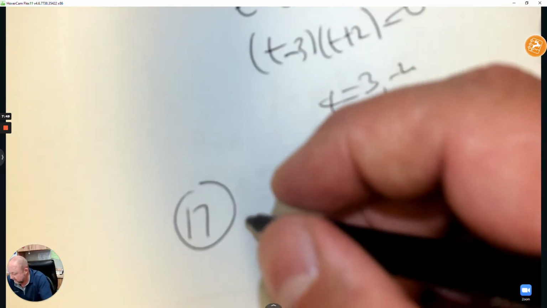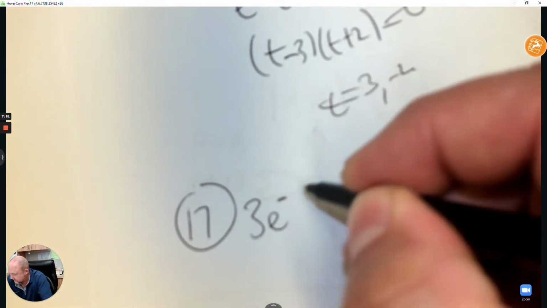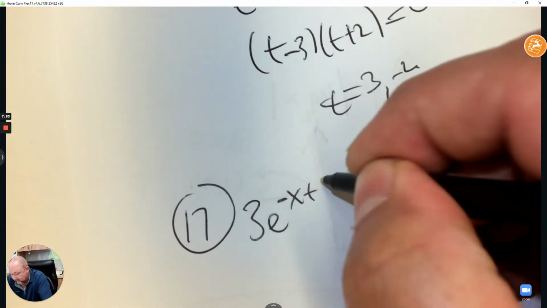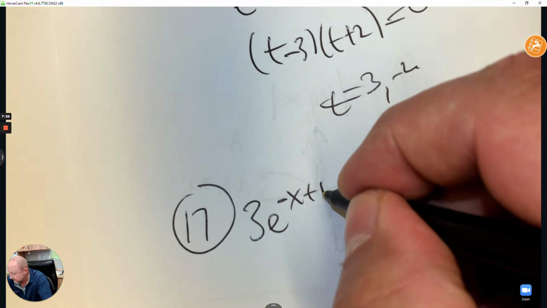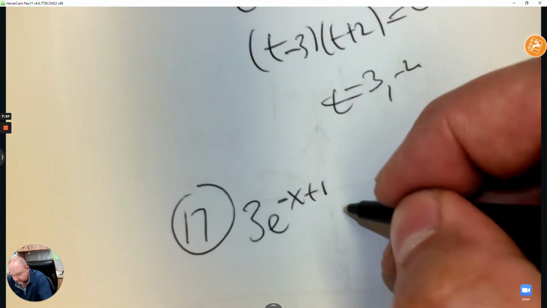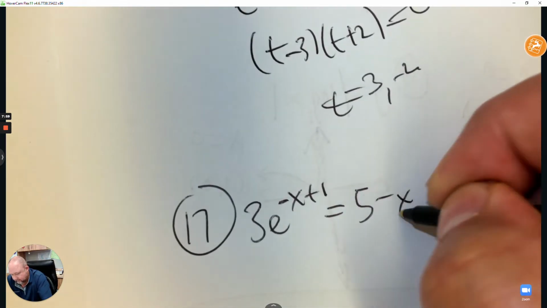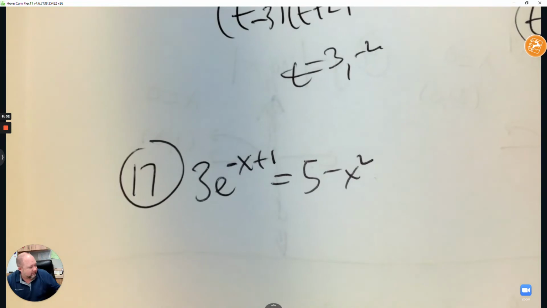Now I get to use a calculator. Well, if I'm going to use a calculator, I'm going to use a calculator. I'm not doing any work. I'm just going to type that in.